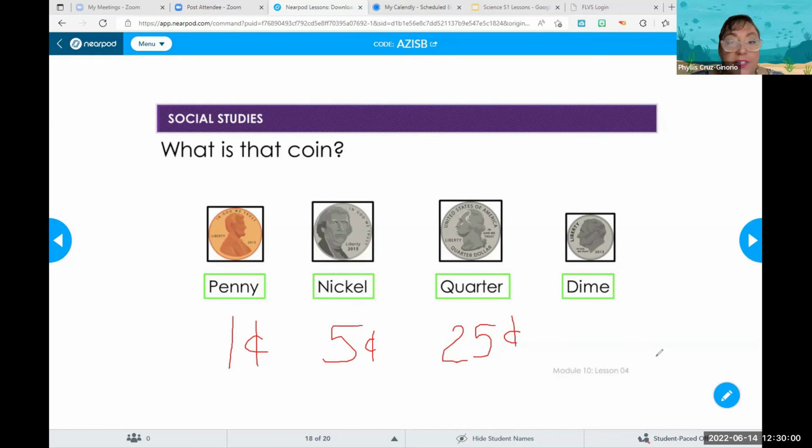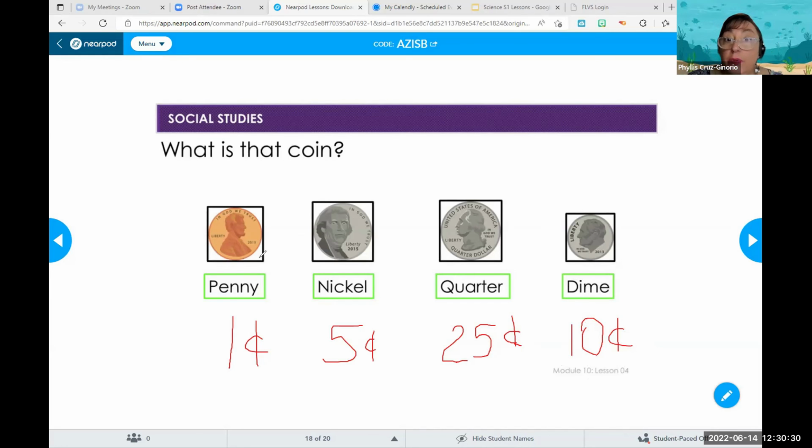Our final one is the dime. I love dimes. D-I-M-E, dime. He's worth 10 cents. Look at that, 10 cents. And see my little C with a line through it? That means cents, not dollars. It comes after the number. So he's worth 10 cents. And if you look at the back of the dime, it actually says dime.